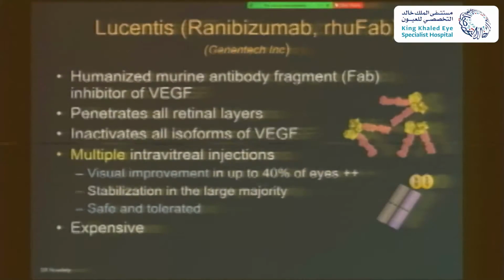Okay? So Lucentis is basically an antibody fragment that inhibits VEGF. It's a very, very tiny molecule. It penetrates all retinal layers, and it inactivates all forms of VEGF. And what you need, as with all these injections, is multiple injections. You need monthly injections until the pathology is stable. And in some cases, you may need to continue for a very, very long time, years with monthly injections, or sometimes 2 months if you're using Eylea.